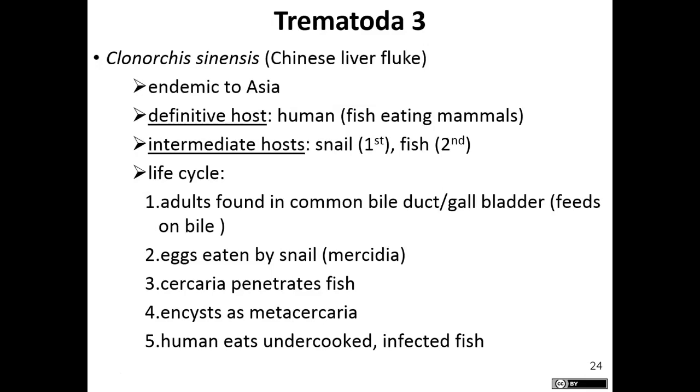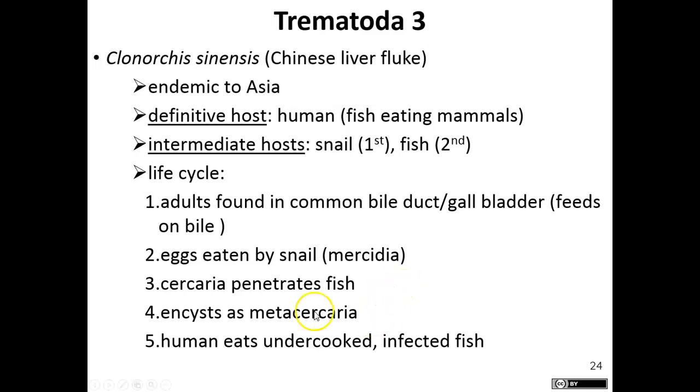And so you get these adults that are found in the bile duct of individuals. They feed off of bile. The eggs are released in fecal matter. The eggs are eaten by snails. And then we have cercaria that are released from the snails that penetrate fish. The fish get these little cercaria that penetrate them. They turn into metacercaria, which are little cysts within the fish, and then humans eat those fish with the metacercaria.